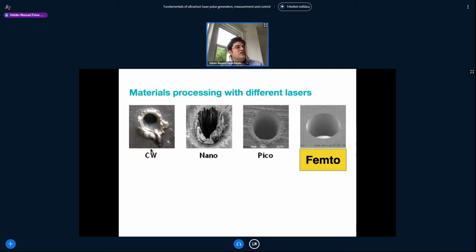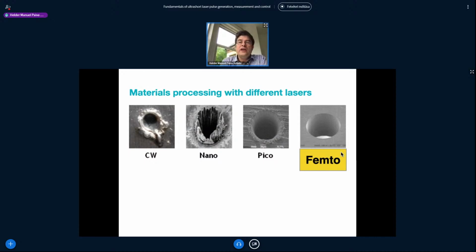As you start to use laser pulses and decrease their duration from nanoseconds to picoseconds and then femtoseconds, so this is 10 to the minus 9, 10 to the minus 12, so 1,000 times shorter, and finally 10 to the minus 15, so 1 million times shorter than a nanosecond. If you go to the femtosecond scale, you can do something like this: a perfectly machined hole without any thermal effects, okay?